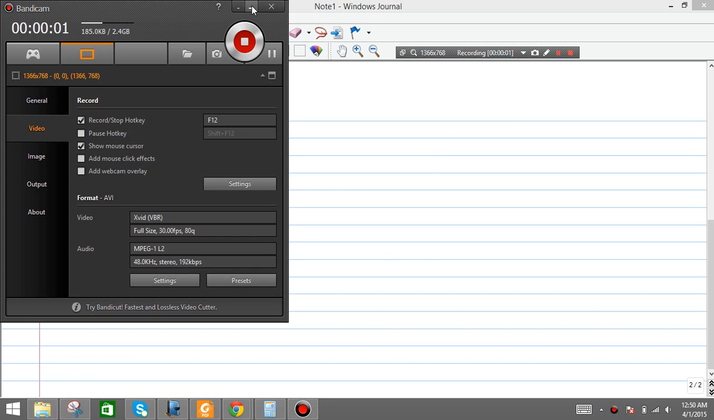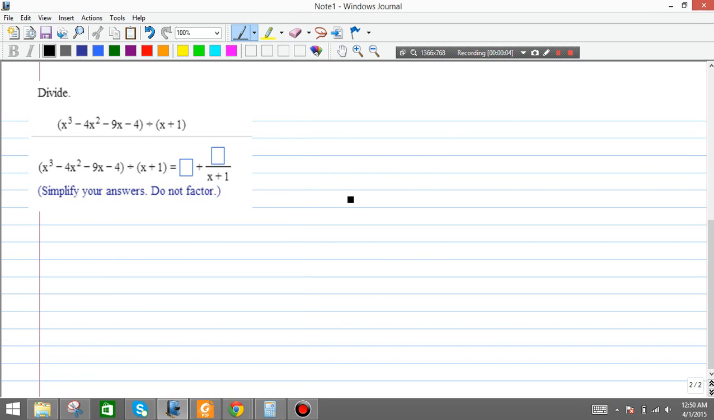All right, we are dividing polynomials. And so here's how you divide polynomials. So you have x plus 1 into, it's called long division, x to the third minus 4x squared minus 9x minus 4. So here's the first thing you do, is you ask, how many times does x go into x to the third?